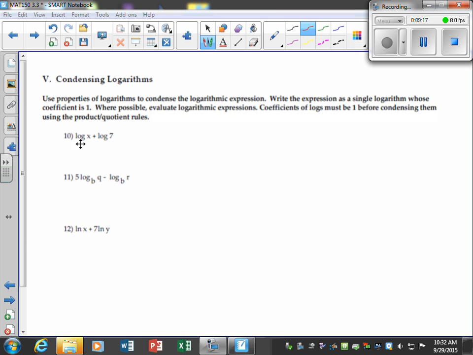So because these are the same base, we can use these properties. So the addition can be rewritten using multiplication. So this is the same as log base, the known 10, of x times 7, or it's just most often we're more familiar with putting the 7 first. So although it wouldn't be incorrect if you had x times 7. Okay.